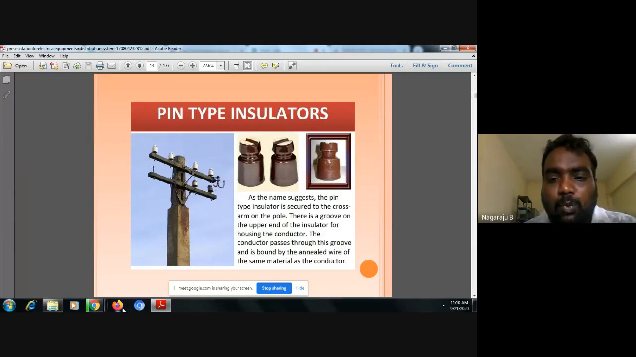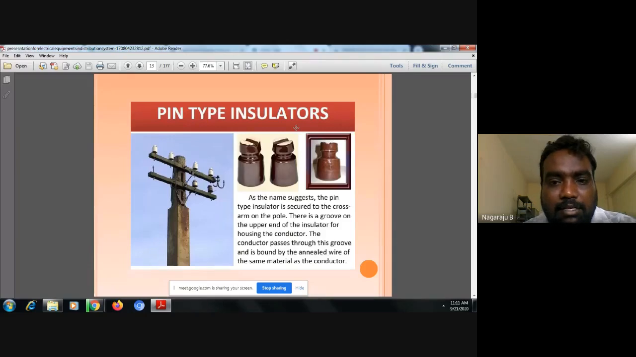There is a groove on the upper end of the insulator for housing the conductor. The conductor passes through this groove, this particular groove, and is bound with annealed wire, that conductor is bound with the annealed wire, and the annealed wire is of the same material as the conductor.